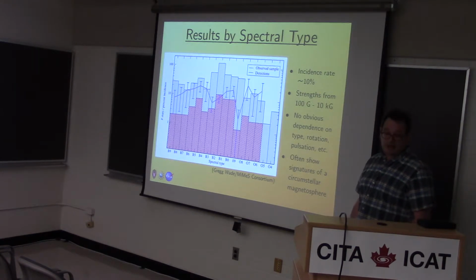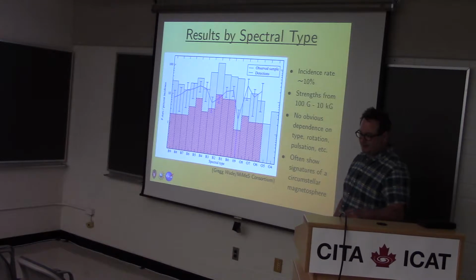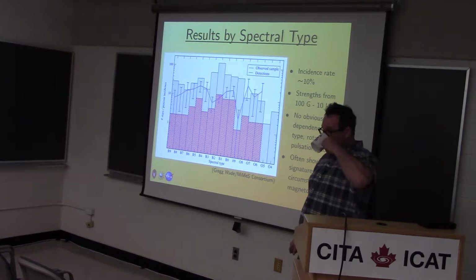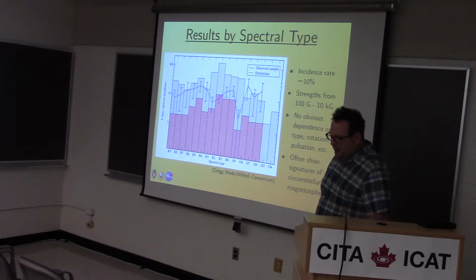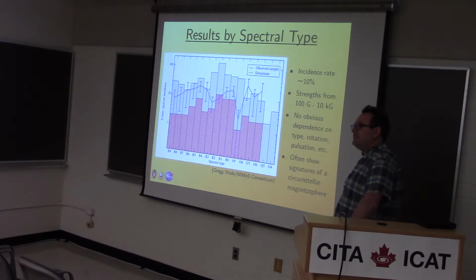The fields typically range between 100 gauss and 10 kilogauss, and quite puzzlingly, there is no obvious correlation with any of the stellar parameters. How does this rate compare to low mass main sequence stars? It's much less than low mass main sequence stars. Stars like the Sun all have magnetic fields, essentially. So this is a much lower fraction, but it's a lot more than 0, which is what we expect on theoretical grounds for these stars.